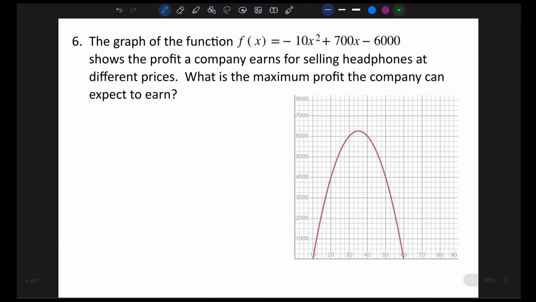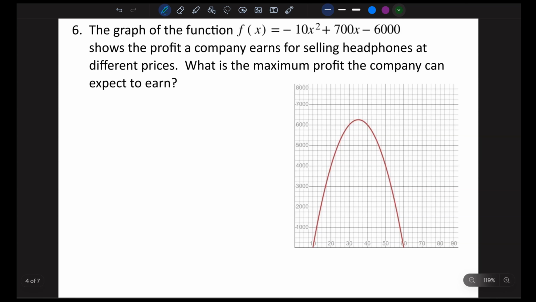All right, the graph of this function right here shows the profit a company earns for selling headphones at different prices. What is the maximum profit the company can expect to earn? So down here, we know that the X is going to be your selling price. All right. And then your Y value is going to be your profit. These are all in dollars. So they want to know what the maximum profit the company can expect to earn.